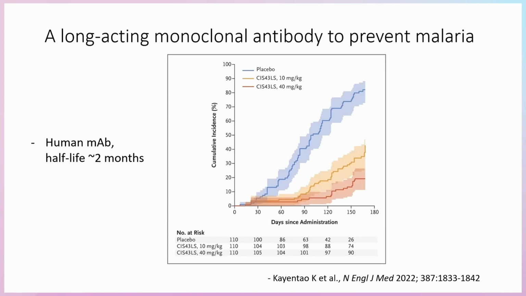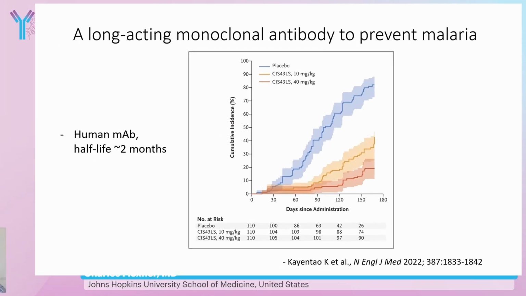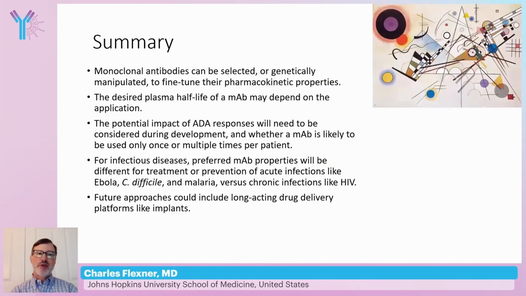And so in this example, an LS version of a human monoclonal antibody at 2 different doses prevented recurrence of acute malaria in a dose-dependent fashion. So in summary, monoclonal antibodies can be selected or genetically manipulated to fine-tune their pharmacokinetic properties. The desired plasma half-life of a monoclonal antibody may depend on the application for which it is being used.